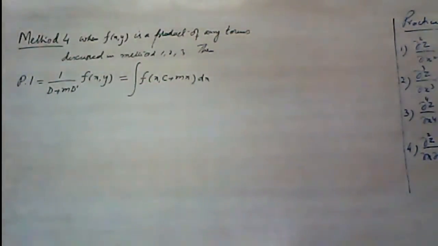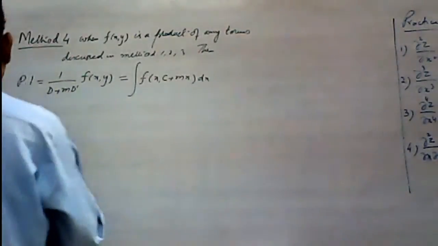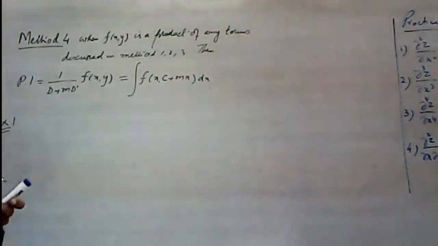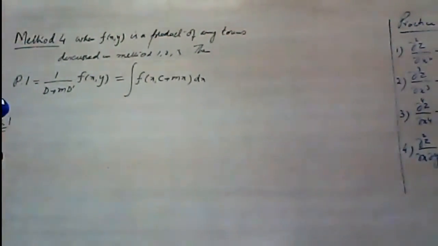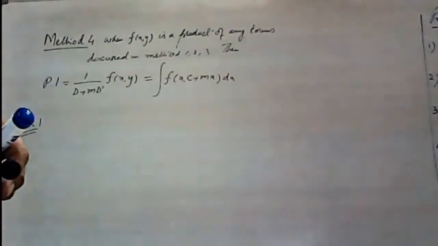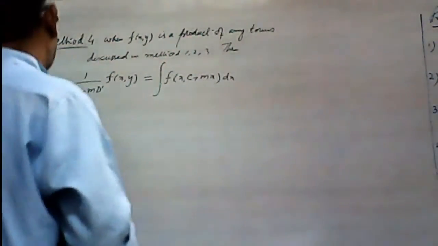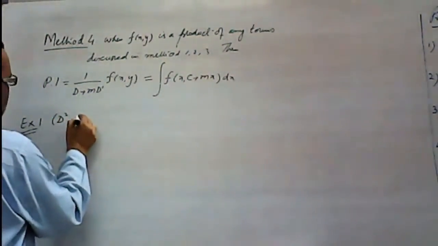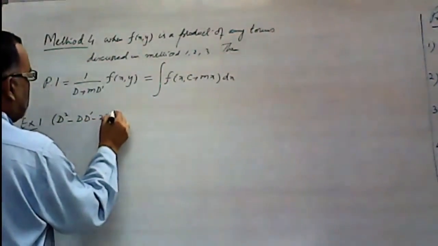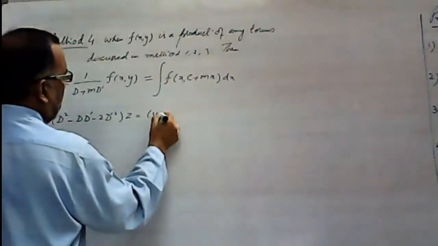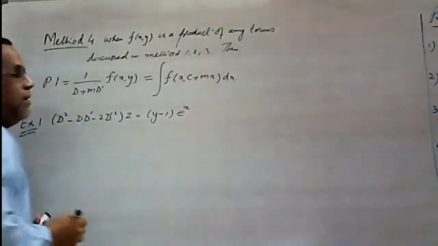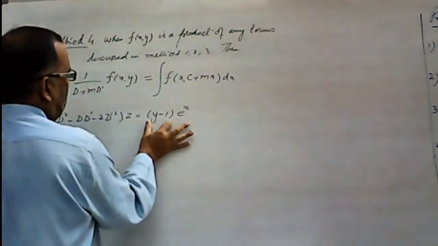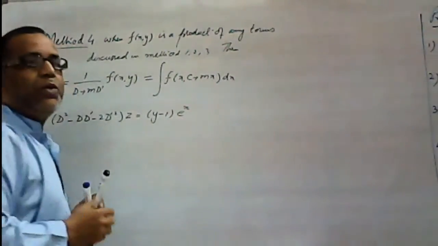So let me consider an example for this. We focused on this example because this is a little bit different way, because in this method first we will directly apply the integral. This is the first method in which we are directly using the integral. So let's say in example 1 we have d square minus dd dash minus 2d dash square z is equal to y minus 1 e power x. So I am considering the term belonging to method 3 and the term belonging to method 1.